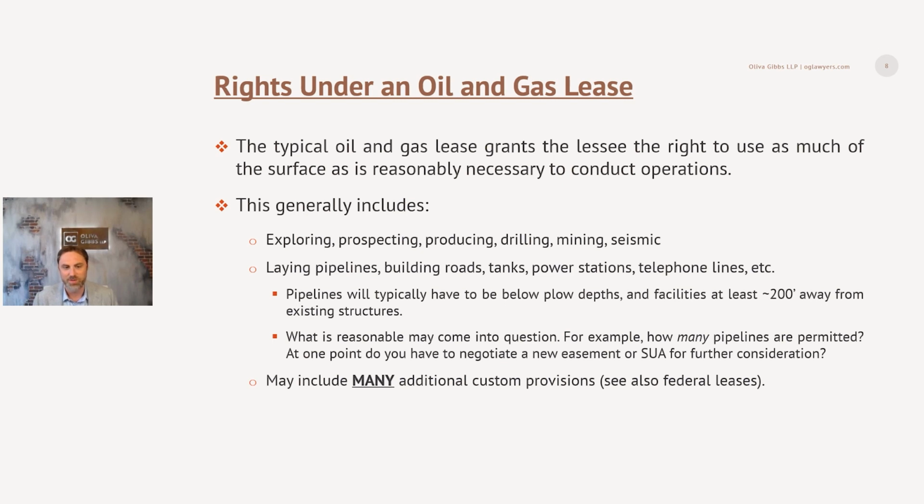Pipelines, typically they're going to have to be below plow depth. You're going to have to be at least 200 feet away from a residence or barn. That can change a little bit, depending on the circumstances. And of course, what is reasonable may come into question. For example, how many pipelines are permitted?